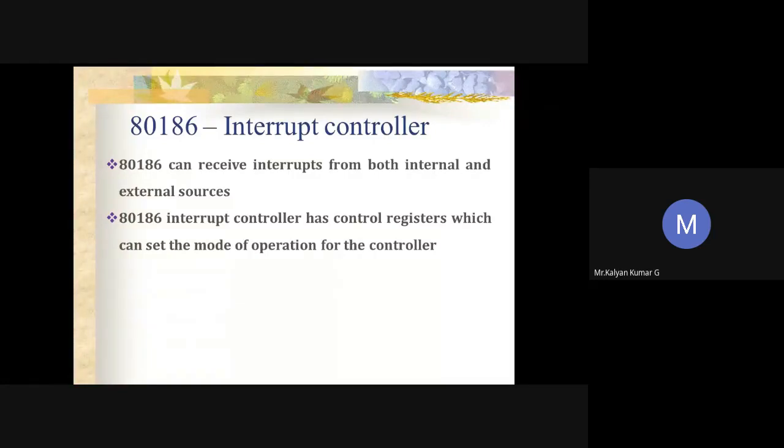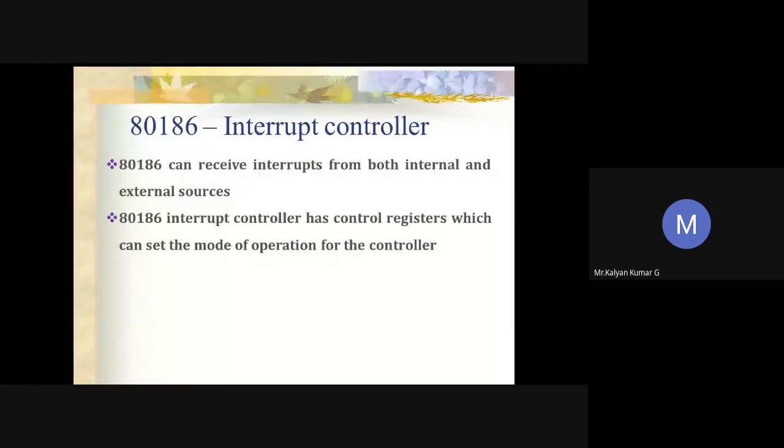Or there is another option. You can also disable by mask bits within the interrupt controller. Don't worry, we will be studying in detail about these interrupt controllers in unit number 3. There we will explain what mask bits are. Because we have a separate unit and separate topic for the interrupt controller, we will be studying it in detail there.